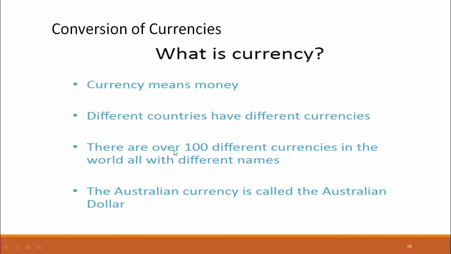There are over 100 different currencies in the world, all with different names, like rupees, dollar, etc. For example, the Australian currency is called the Australian dollar.